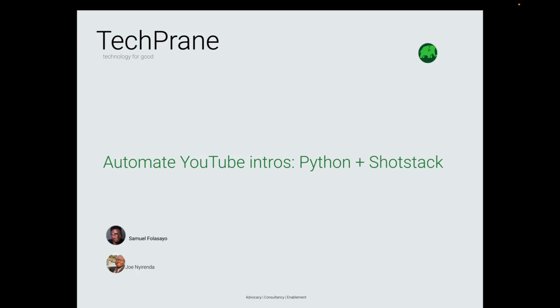Are you tired of manually editing the same YouTube intros over and over again? Or wrestling with complex FFmpeg scripts just to automate one clip? Well, today's your lucky day. In this video, you will learn how to automate YouTube intros using Python and ShortStack, a cloud-based video editing API that makes rendering intros as simple as writing JSON. Let's dive in and automate the boring stuff.